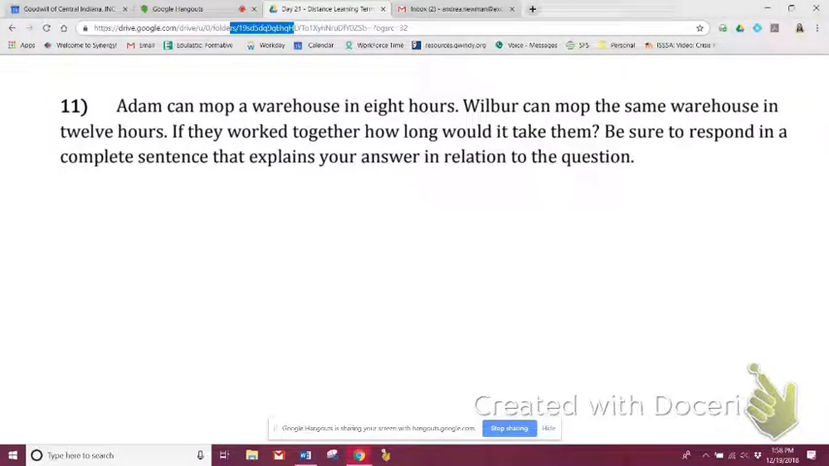Was it here from yesterday's? Well, this is from yesterday's lesson, yes, right? So here's where we make our fractions. What's your fraction for Adam? Adam can mop in 8 hours. Mm-hmm. So A over 8. You're doing A over 8?